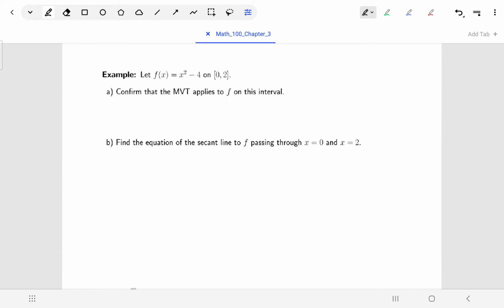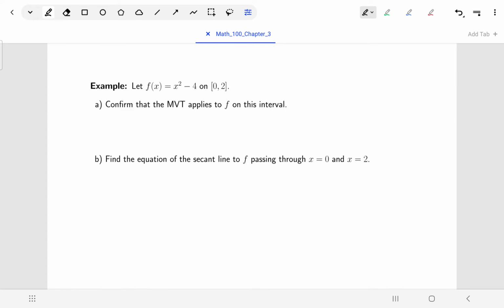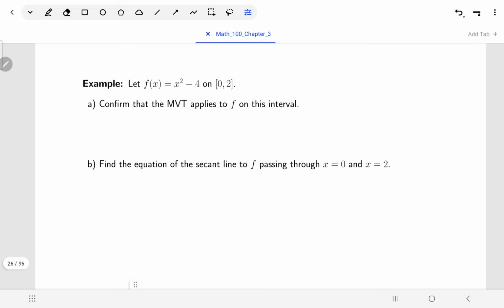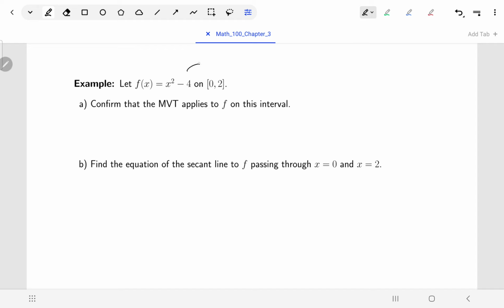So let's take a look at a couple of examples here. The first one, we've got a function, f of x equals x squared minus 4, on the interval from 0 to 2. I have to confirm that the mean value theorem applies, and that means I have to confirm that the hypotheses are being met. For sure, this is a polynomial function, and so it's continuous and differentiable everywhere. So I know that definitely it should be continuous from 0 to 2.